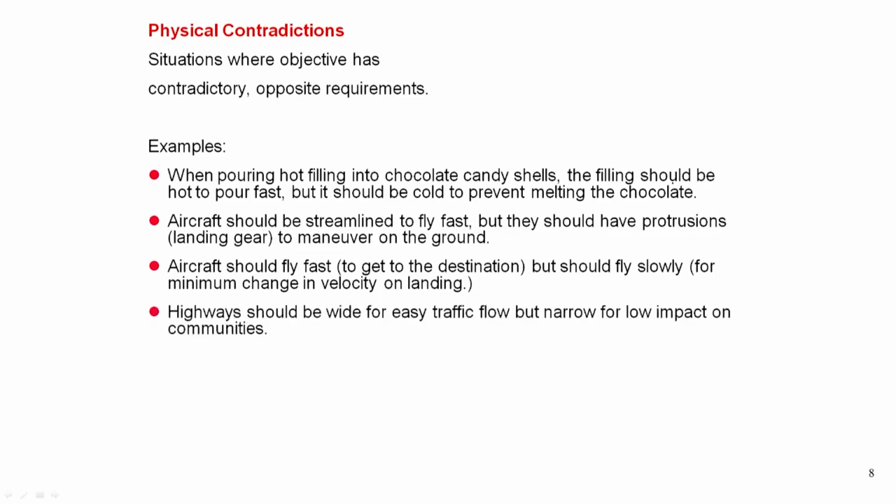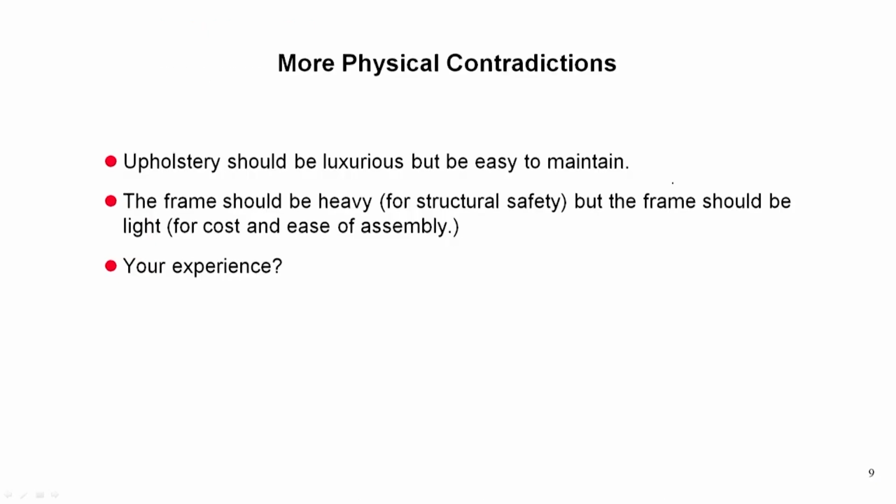Same thing is true when we design a highway. Highways should be wide for easy traffic flow, but if it is too wide, people go with a very high velocity, and if there is a collision, they die. So, it should be narrow for low impact on communities. So, you have to solve the contradiction.